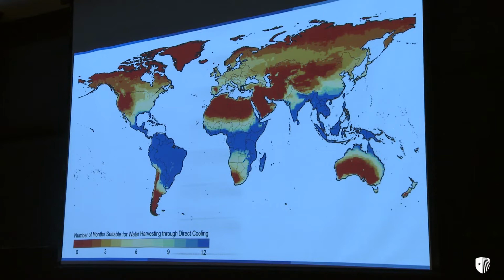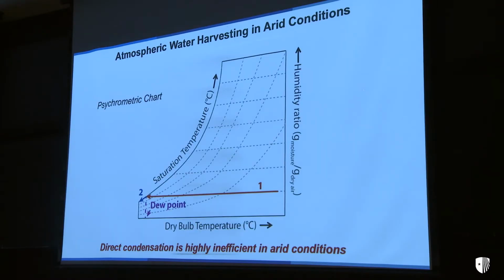These regions here are ice. The water has already frozen. That's why you can't use dehumidification. But it's these regions that we want to address. So why is it so difficult to trap water from a low humidity atmosphere? Look at these psychrometric charts.